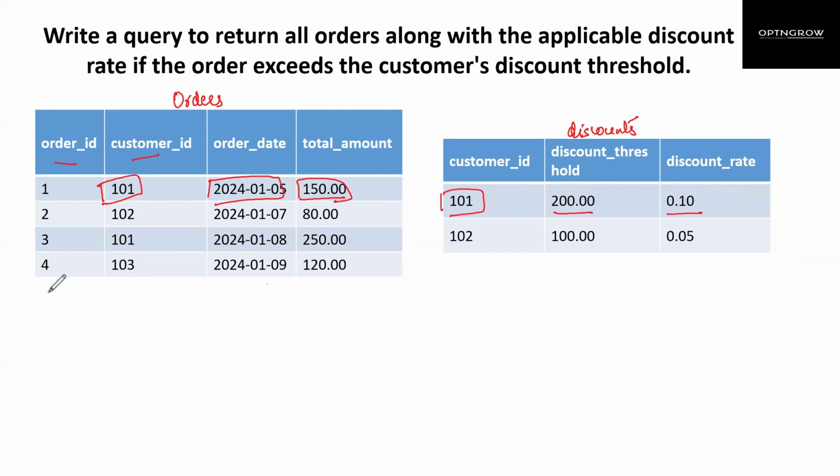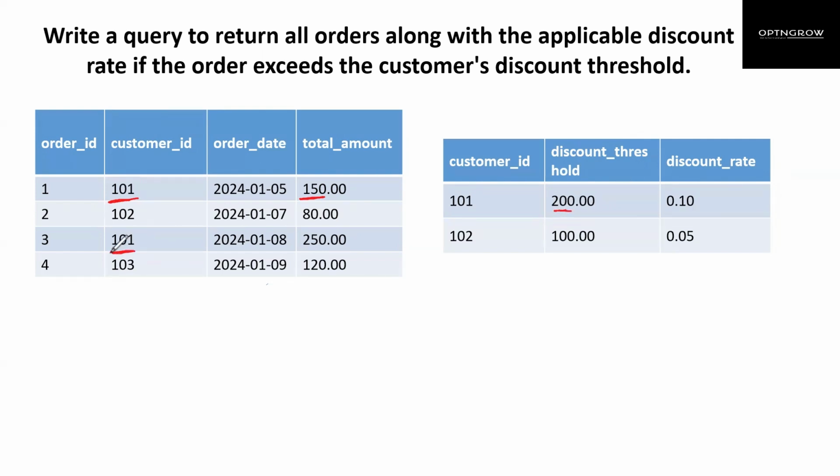What does that mean? If I talk about customer ID 101, its discount threshold is 200. It simply means that if 101 makes any order which is at par with the discount threshold, which is 200 in this case, then we are going to provide 101 with a 10% discount. In this transaction, 101 has made an order of 150 rupees, so we are not going to give any discount because the threshold is 200.